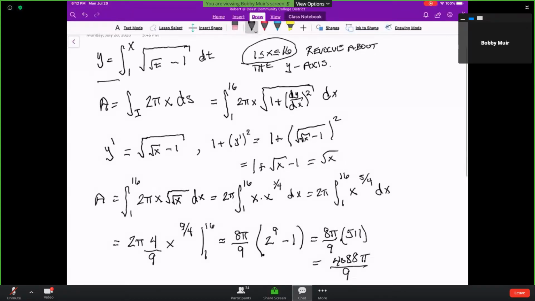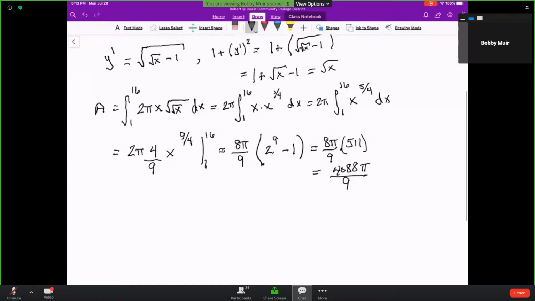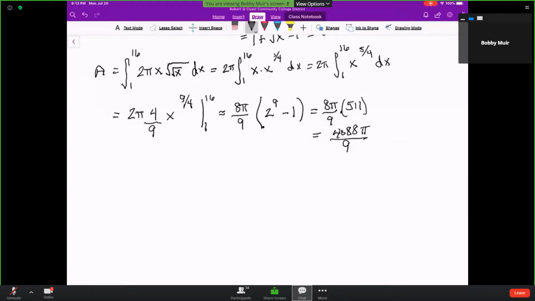Okay, so let's see if we can work out the arc length. Okay, so again, y is equal to the integral from 1 to x of the square root of t minus 1. I think I know what's wrong with this pencil. I think I need to set it up. There's some kind of way I'll fix it later.